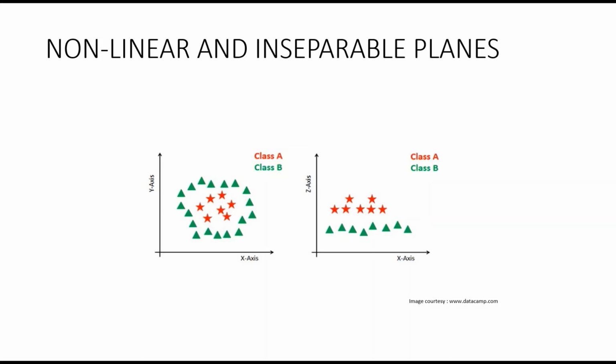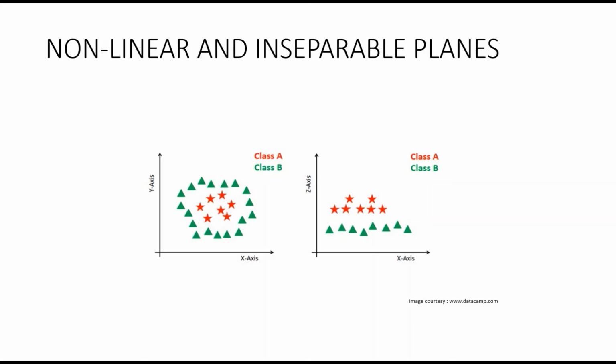The data points are plotted on the x-axis and z-axis. Z is the squared sum of both x and y. Now you can easily segregate these points using linear separation.